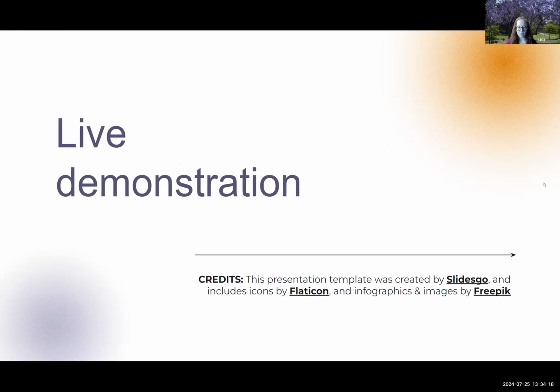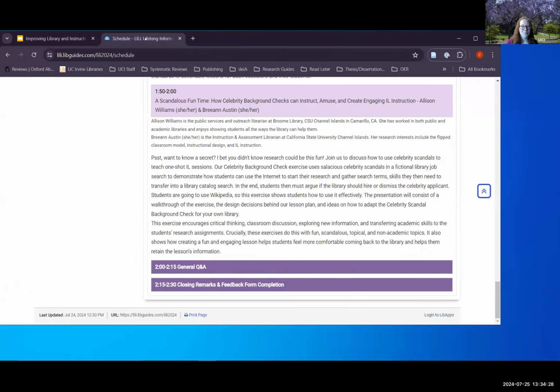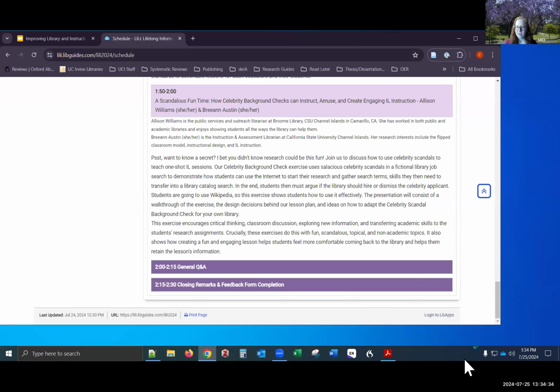So that is it for my super fast slides, and I'm going to jump out of these and move Zoom onto another screen so it's not in the way. And then I've got up the LILi schedule here to show you some examples of how Morphic works.